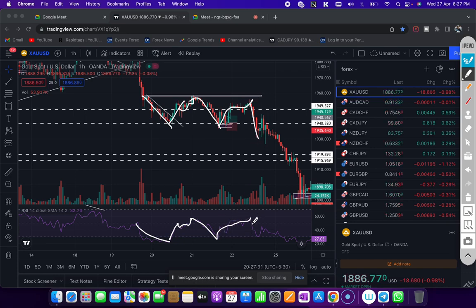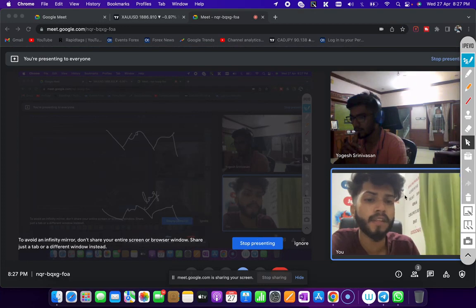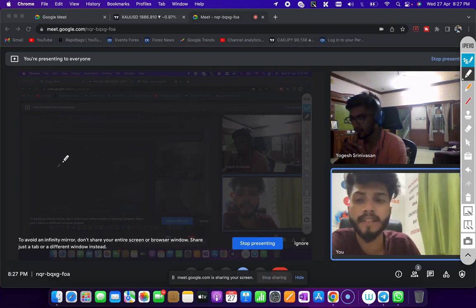It falls, it falls. As it is a lagging indicator, it forms after the formation of the chart. So you have seen that RSI is following the price. Now, how do we take benefit of this particular thing? How do we take benefit? For example, that we have seen.